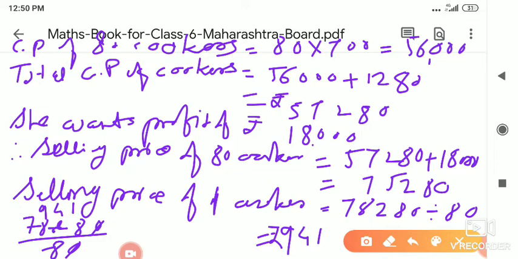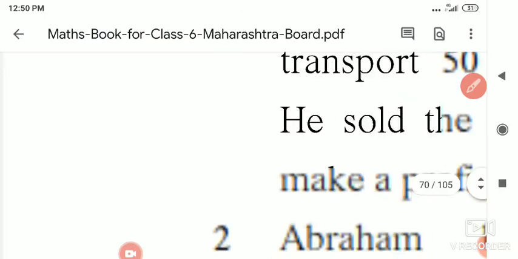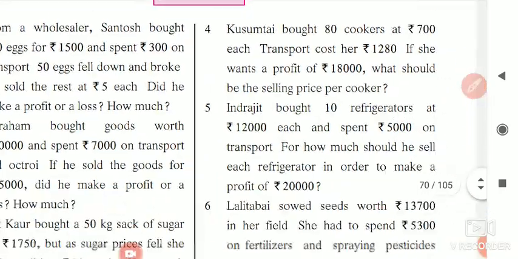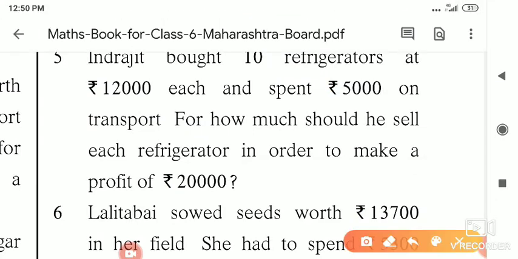Now note down this example, and after this we will see the next question. Okay, the next question is: Indrajit bought 10 refrigerators at 12,000 each. One refrigerator's cost is 12,000, and he spent 5,000 on the transport.